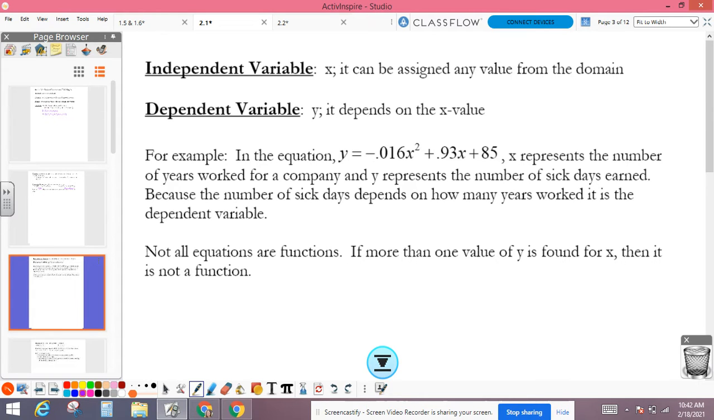So in this equation, x is going to represent the number of years worked for a company, and y is the number of sick days that you earn. Because the number of sick days depends on how many years you've worked, y is the number of sick days. I had them backwards in my head. And so y is your dependent variable. Sorry.